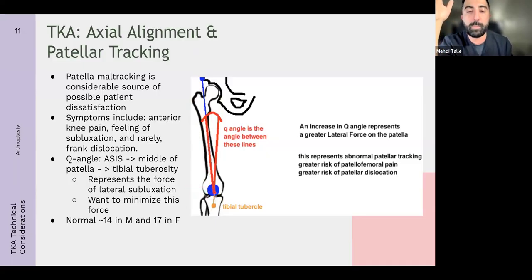And so during surgery, you want to minimize this because the patella typically subluxes and dislocates laterally, given the distal femur morphology and the presence of this Q angle. Females typically have a slightly larger Q angle, owing to sometimes a greater knee valgus angle and more so actually wider hips. But again, it's just a few degree difference.